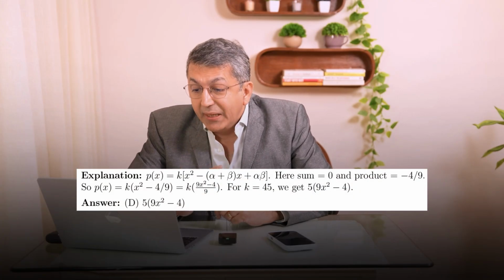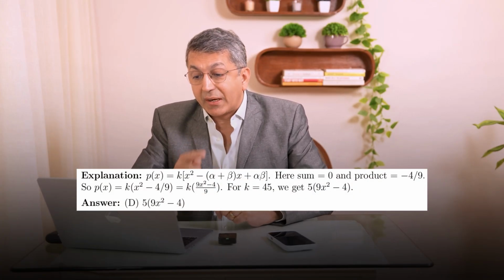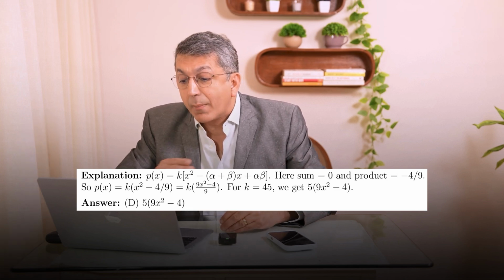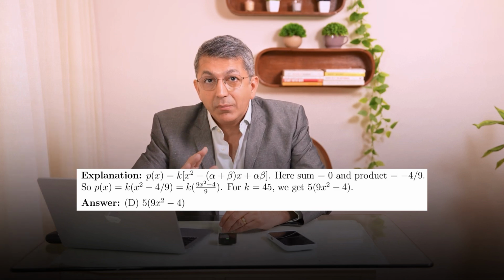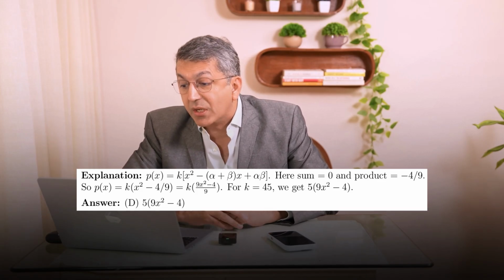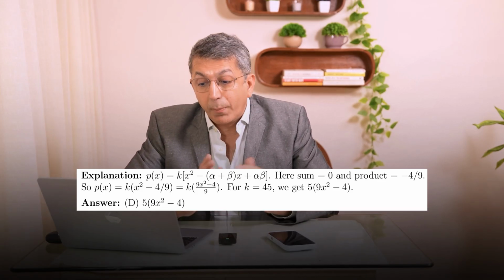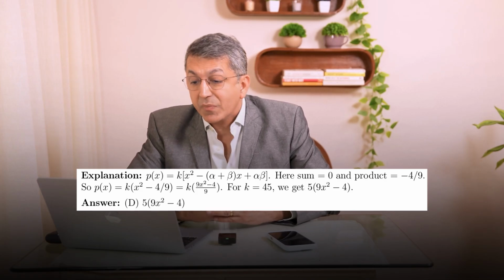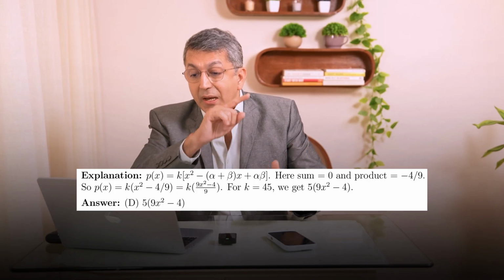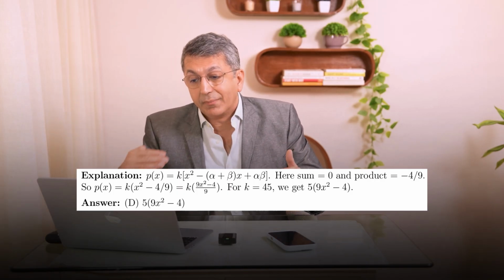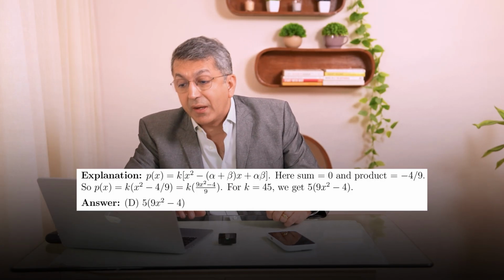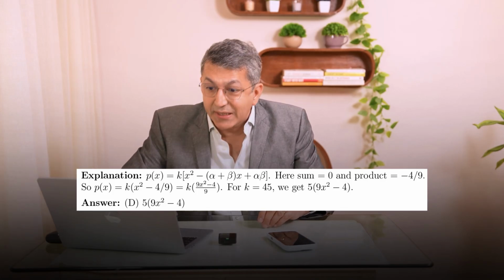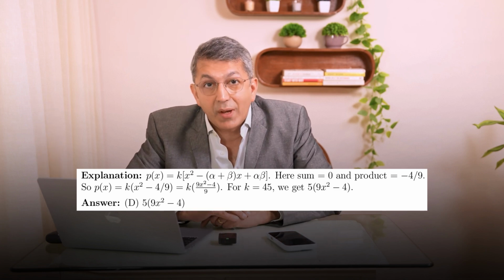Explanation: P(x) is equal to k in brackets x squared minus (alpha plus beta) x plus alpha beta. Here, sum is equal to 0 and product is equal to minus 4 by 9. So, p(x) is equal to k in brackets x squared minus 4 by 9, which is equal to k in brackets (9x squared minus 4) divided by 9. For k is equal to 45, we get 5 in brackets 9x squared minus 4. So the answer is D, 5 in brackets 9x squared minus 4.